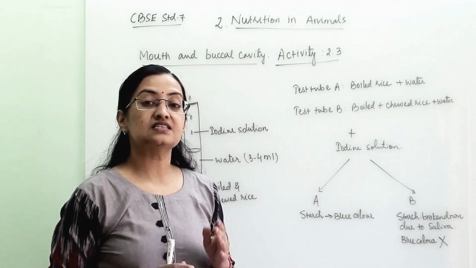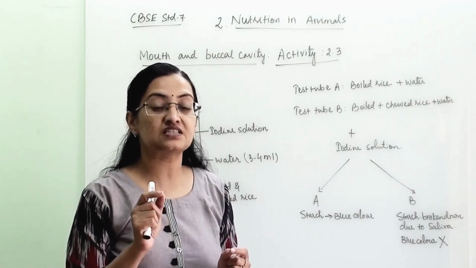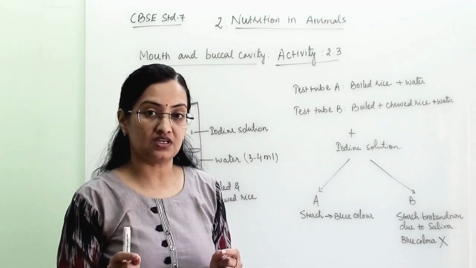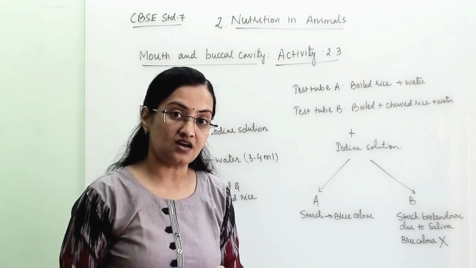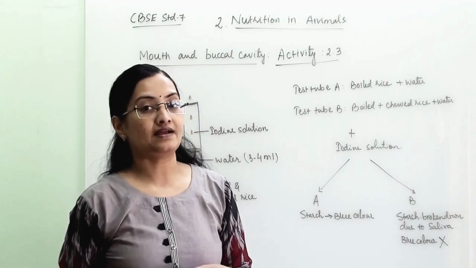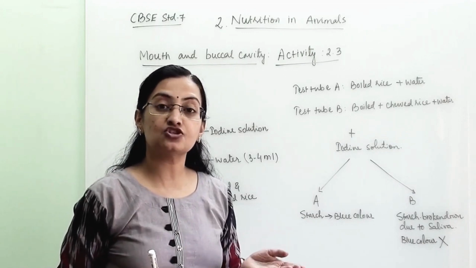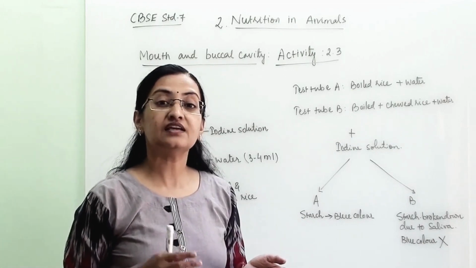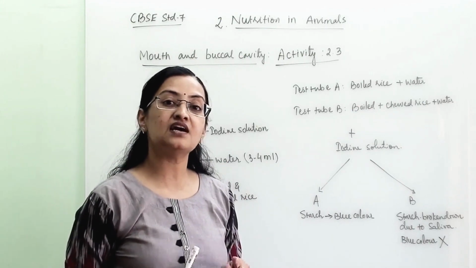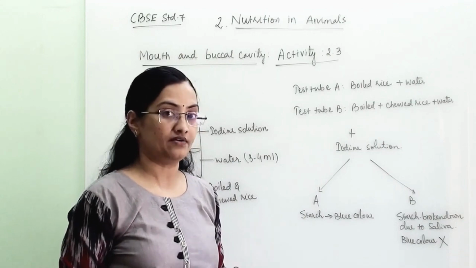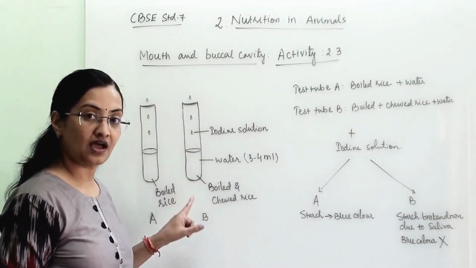Now iodine is an indicator. An indicator will show the presence of one specific substance. Iodine has a property: when it comes in contact with starch, it will show blue or black color. We have seen this in an earlier chapter, when we checked the presence of starch in leaves. It gave us blue and black patches on the green leaves. Similarly, we are checking the presence of starch in boiled rice. So in both of these test tubes, we are adding 2 to 3 drops of iodine which will act as an indicator.